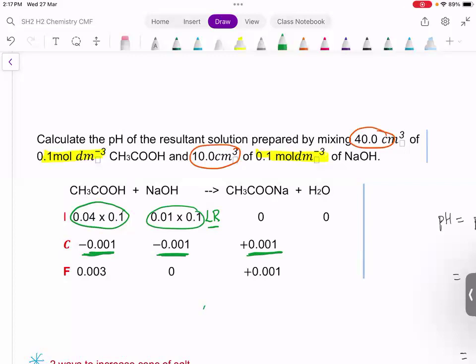So finally, when you take the difference, in the final resultant mixture, you have 0.003 of the weak acid still left behind. No more hydroxide. This is formed.